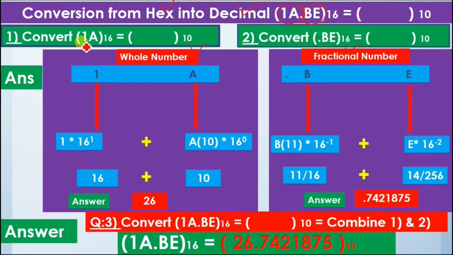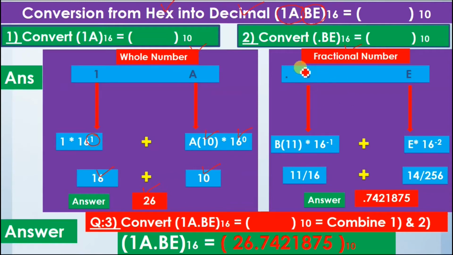First of all, we have the number 1A, and as we have to convert a hexadecimal number, we will multiply the digits with increasing powers of 16 while moving away from the decimal point. So A is multiplied with 16 raised to power 0 and 1 is multiplied with 16 raised to power 1. And we add them together, and then we have 16 plus 10, and here we have the final answer 26.